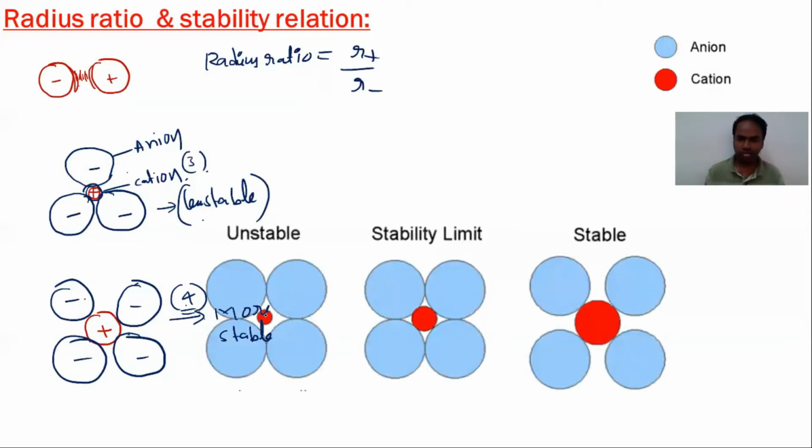Here the red indicates the cation, whereas the big spheres indicate the anions. See here, when you move from left to right, the size of the cation increases. When the size of the cation is very small, it is unable to interact with the 4 spheres, so that's why it is unstable.